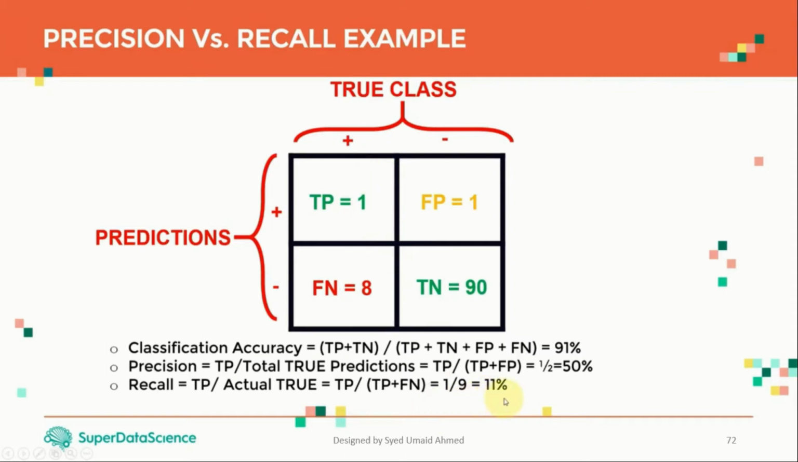We cannot deploy this model in practice. Because yes, on the outside it looks amazing, 91%. However, the recall is 11%. It can only detect 11% of the samples.